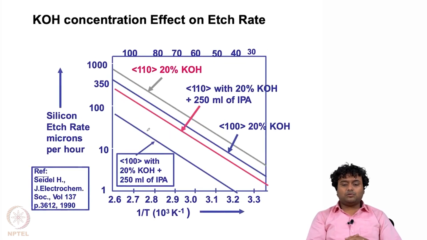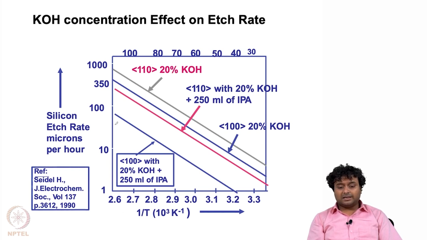Now in this graph we are showing the effect of different parameters like temperature, concentration, and different planes, and IPA also, on KOH etching. In all the cases, the first case is the 100 plane with 20% KOH and 250 ml of IPA, and this is how the etching rate changes with temperature. And this is plotted with 1 by T.